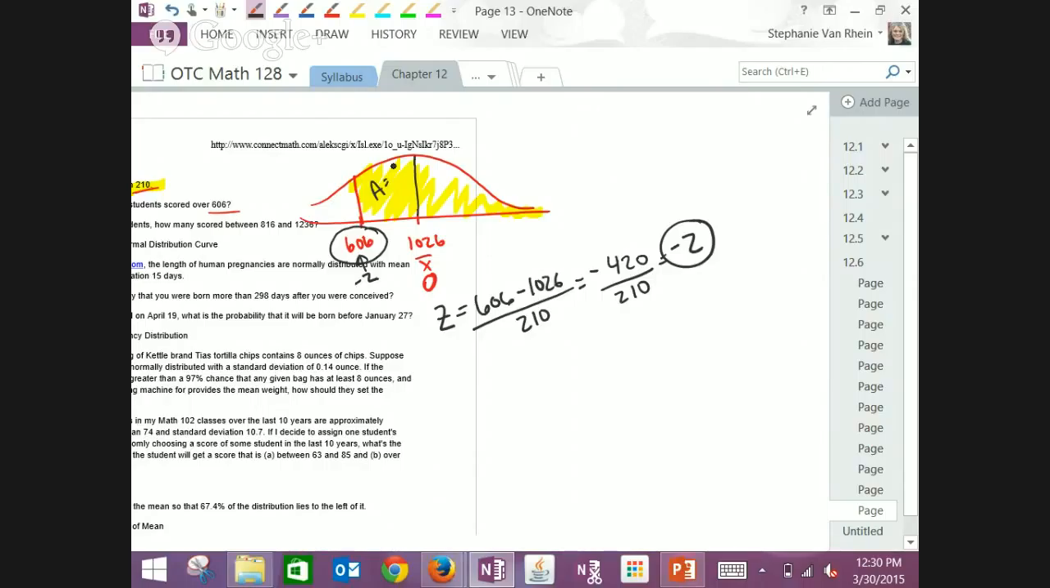So this would be 0.477, and this would be 0.5, so 0.977. We had the empirical rule saying 95% of our data falls between -2 and +2. That would just be this though. You would be missing this green bit here. So that's where the 0.977 comes from. So 97.7% of the students that took the test did better than a 606.